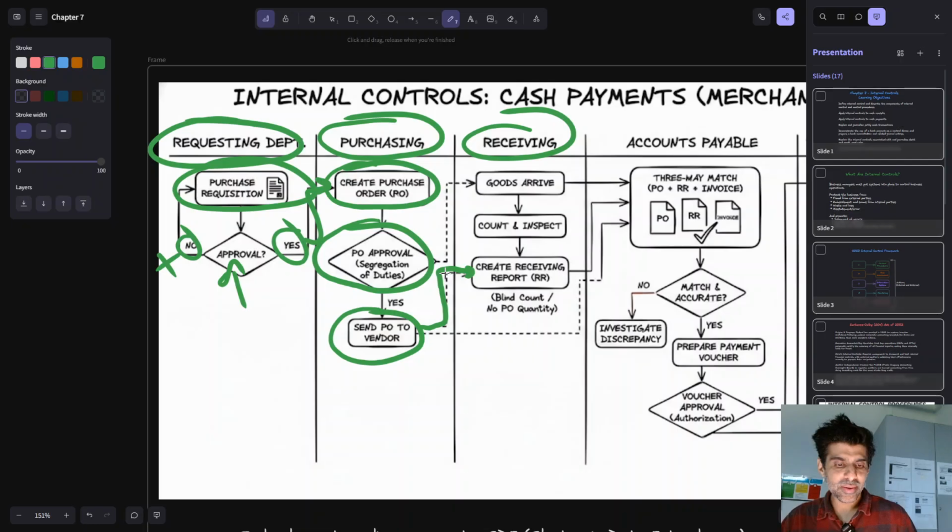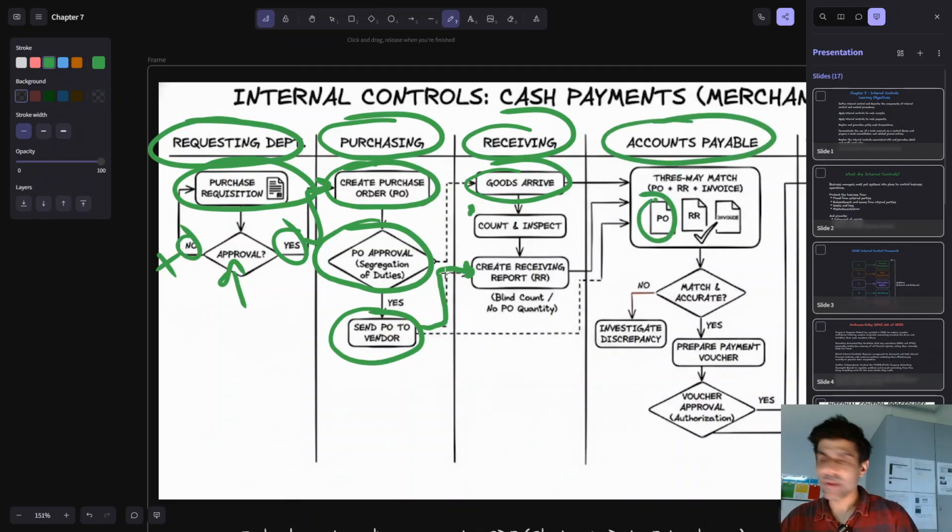So this is the next thing. The goods arrive. Your person at the warehouse is going to count and make sure it's the right thing, and they're going to create a receiving report. Okay, and so now all three of these things are going to come to the accounts payable department.